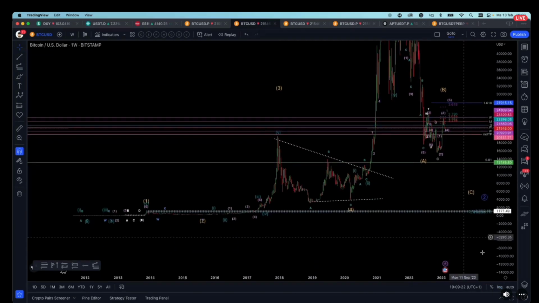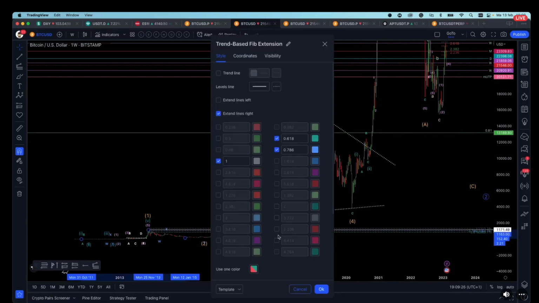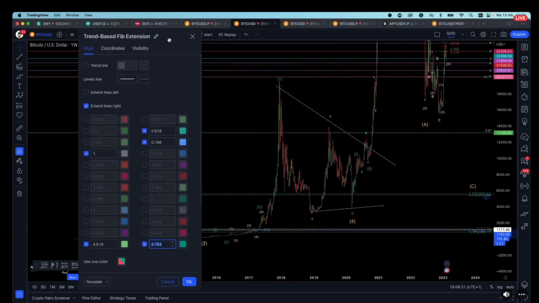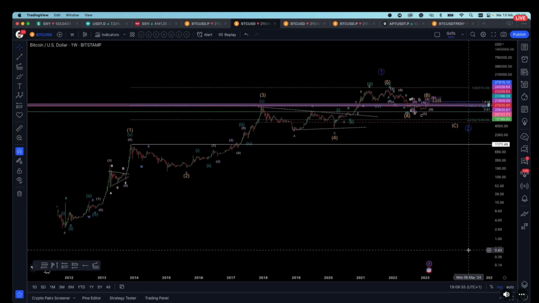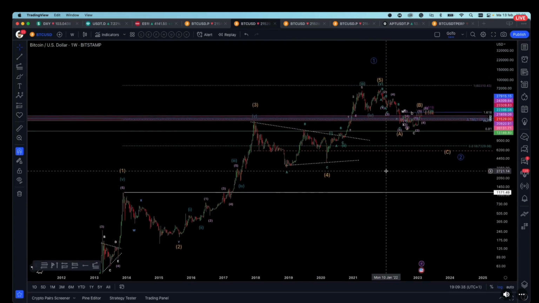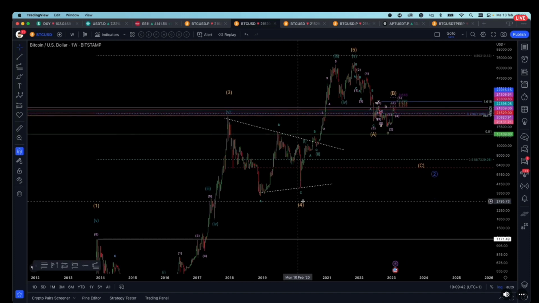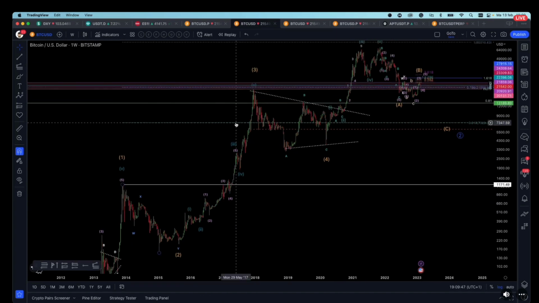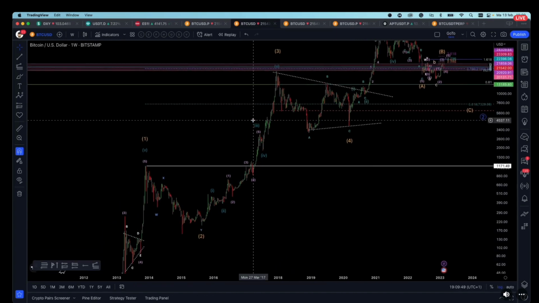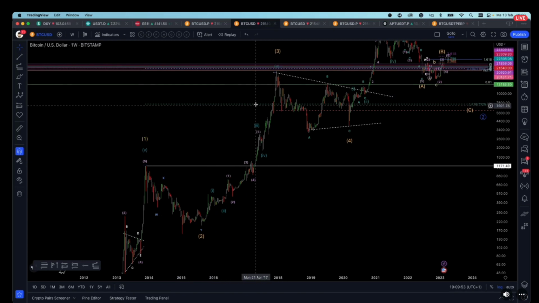Currently on a linear scale, the third one was very extended. I think it was even beyond that 5.618, even much higher. On a log scale, we are currently for that third wave around the 0.786. The rules actually say that the third wave should be at least 1-to-1, but you have a log scale and a linear scale. On a linear scale, it's definitely the third one that's the longest.